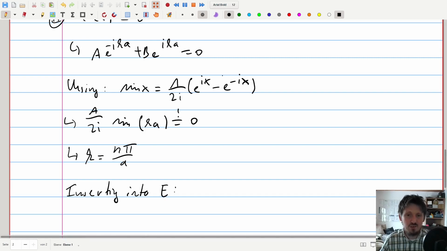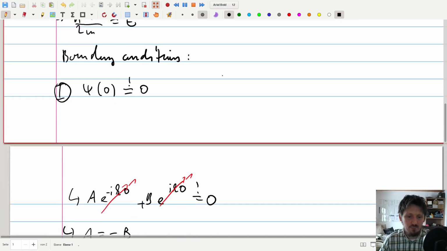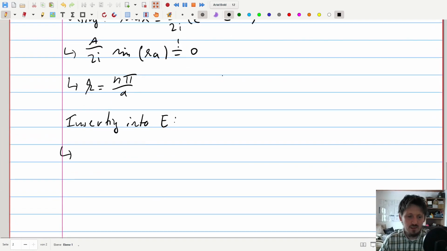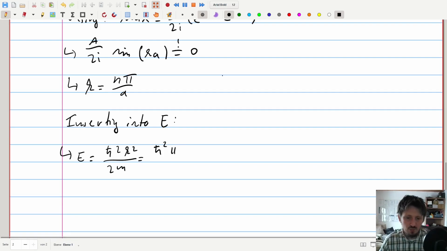Now we can insert this into E, not into our wave function, into our energy formula that we have derived before, which was here. And this then finally leads to E equals, I can just note it down one time more, as we have derived it before. And when we replace k, then we get h bar square, this I will write maybe a little bit different, h bar square pi divided by 2m a square n square.